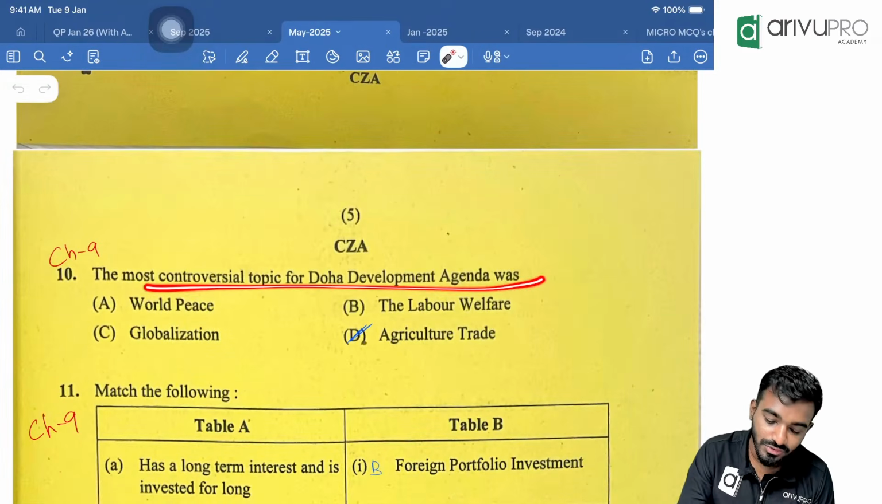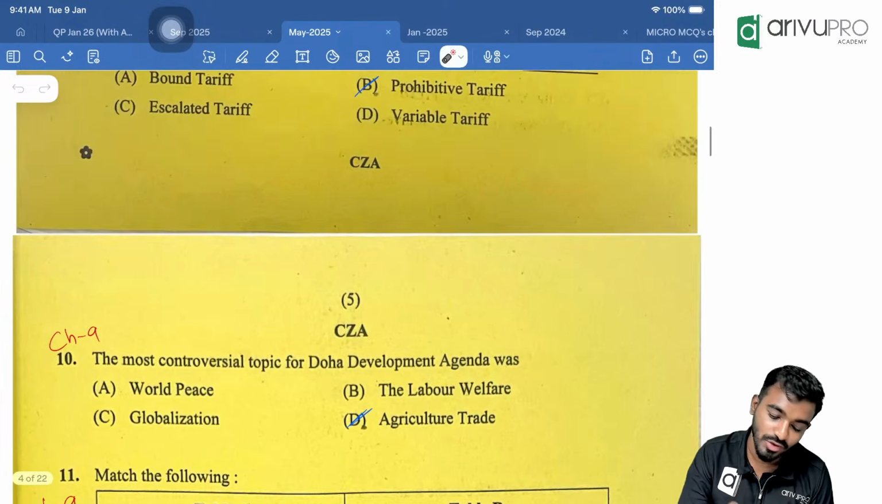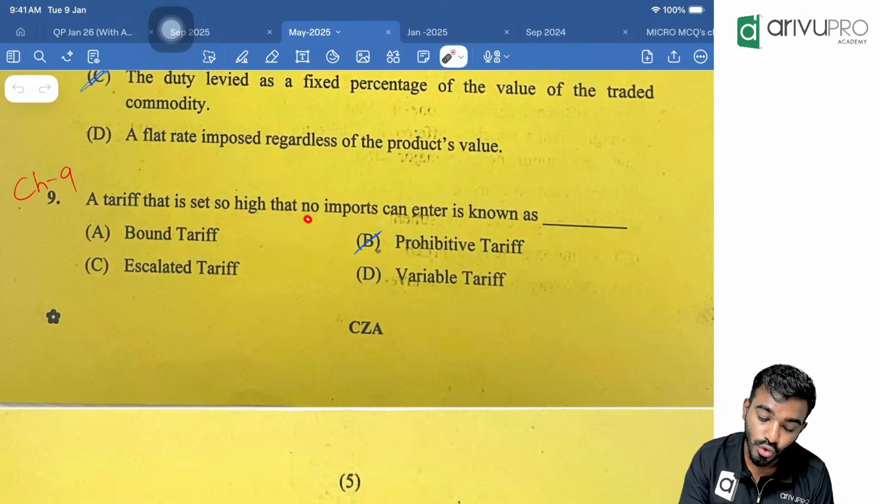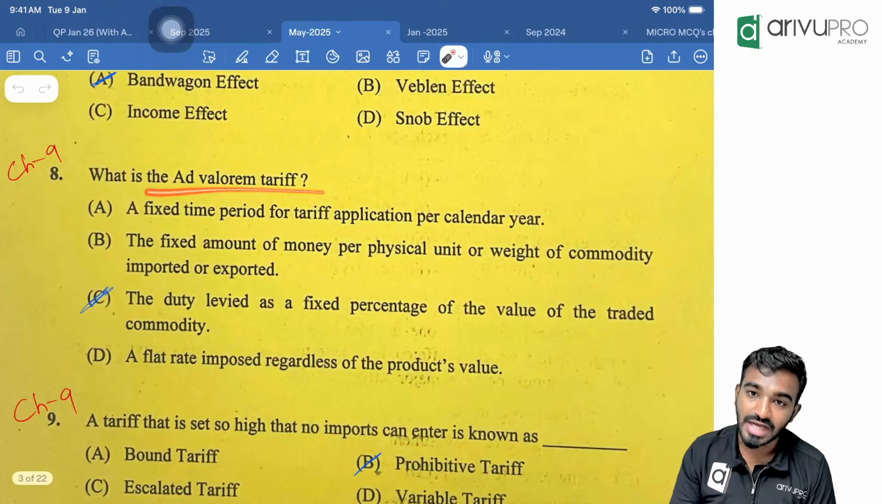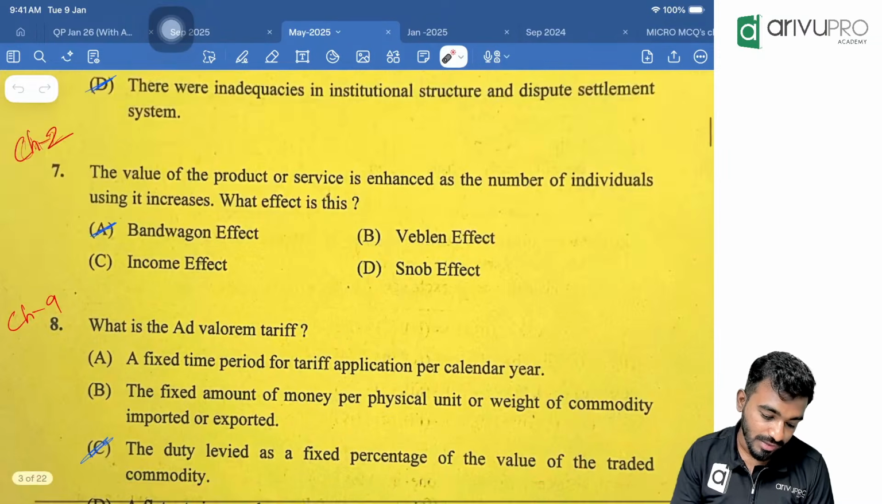Okay, the most controversial topic of the Doha Development Agenda is agricultural trade. Even today, the same was another controversy in GATT. The tariff which is set so high that no imports can enter is a prohibitory tariff. Ad valorem tariff means the duty levied at a fixed percentage on the value of the traded commodity.